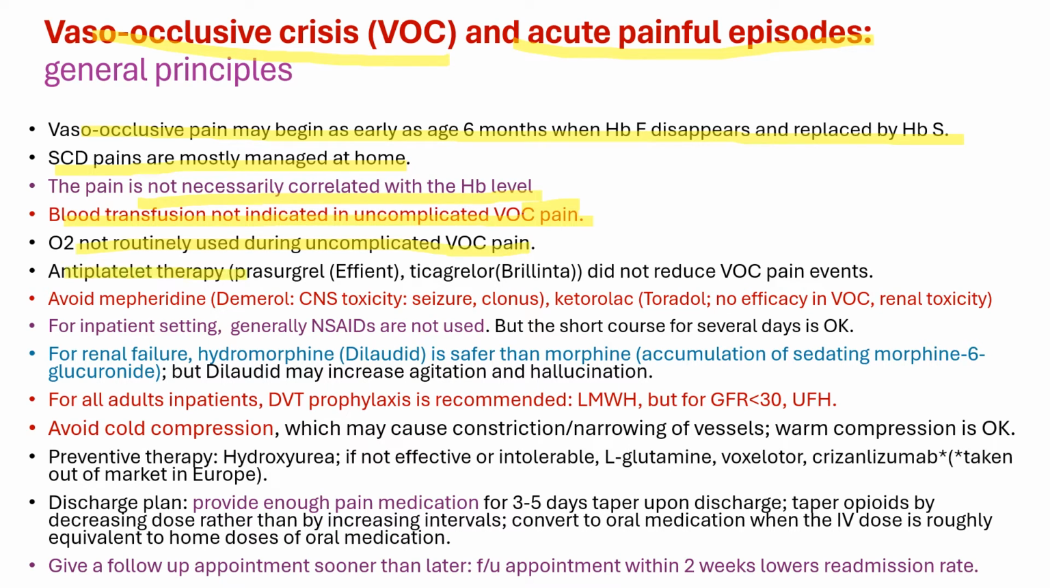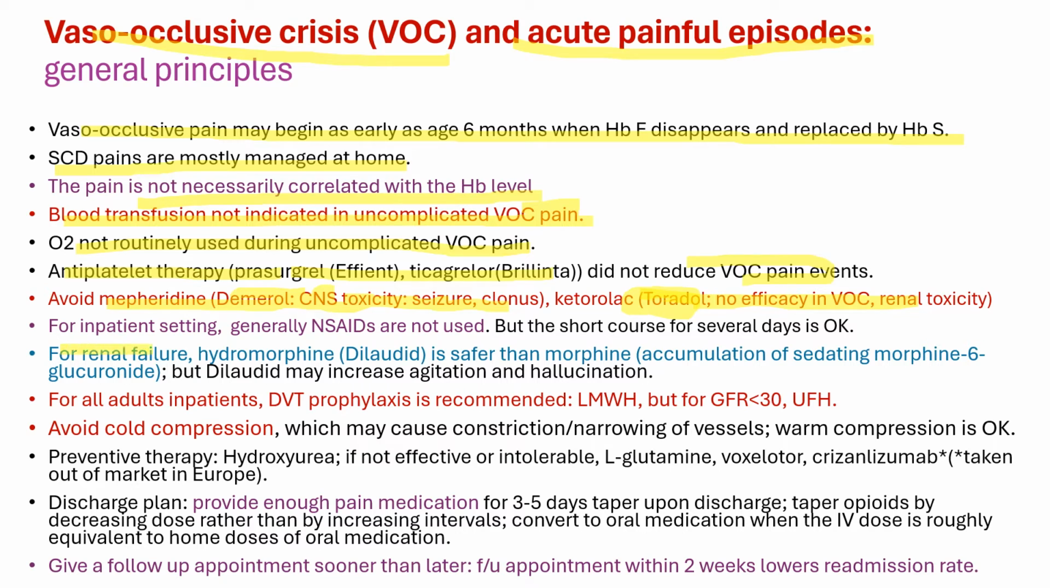Antiplatelet therapy like Effient or Brilinta did not reduce the vaso-occlusive crisis pain events, so you don't use it. And please avoid meperidine, Demerol, because of CNS toxicity, it can cause seizure or clonus. And the Toradol, we use it very frequently, but in sickle cell painful crisis, it did not show any benefit. It can cause renal toxicity.